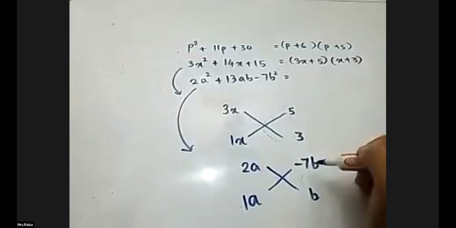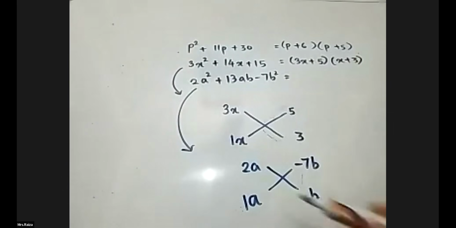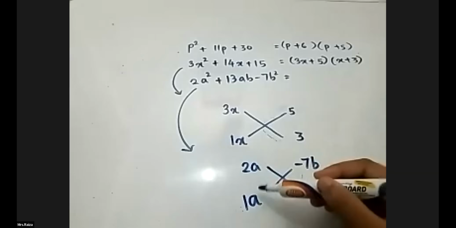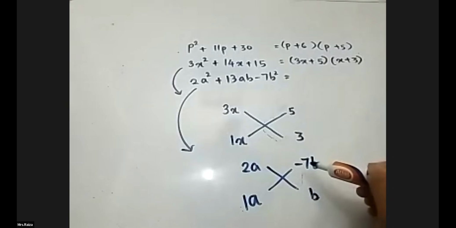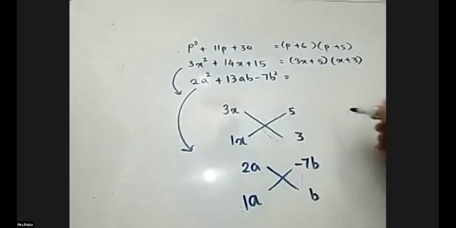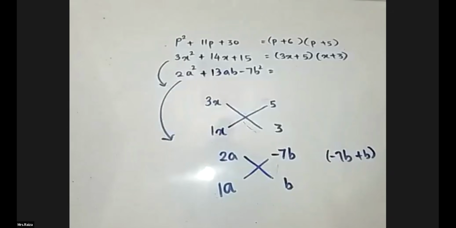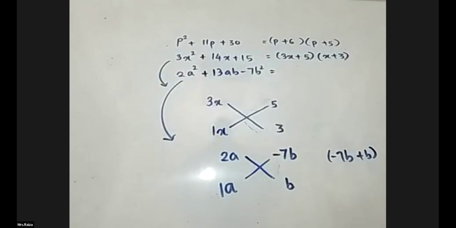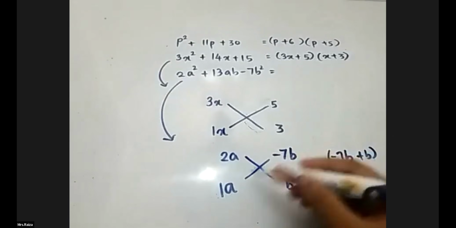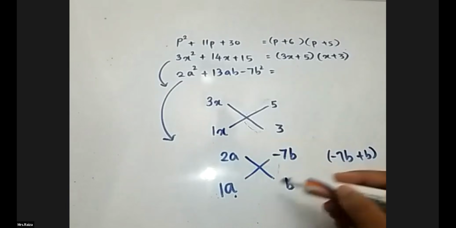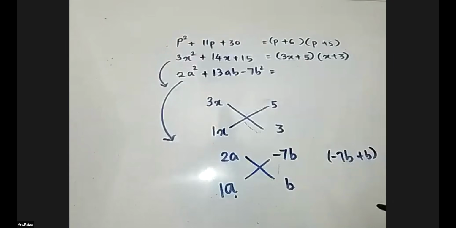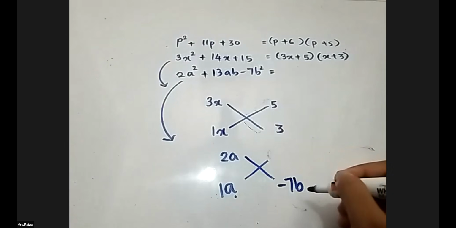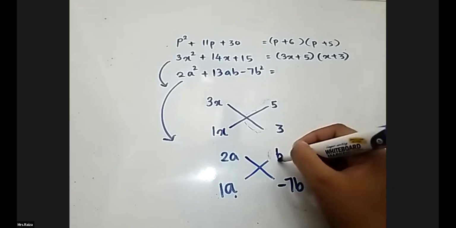But when you're doing this, you have to be very careful. If I take 2a plus a as one factor, and if I take minus 7b and plus b, I'm not getting the middle term. Because 7 times 1 is 7, and 2 times ab is 2ab, you won't get the 13ab there. So what should we do? We have to shuffle this. Shuffle means minus 7b down and another b up.